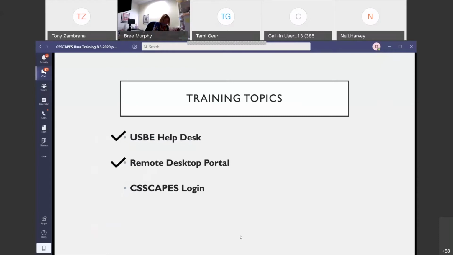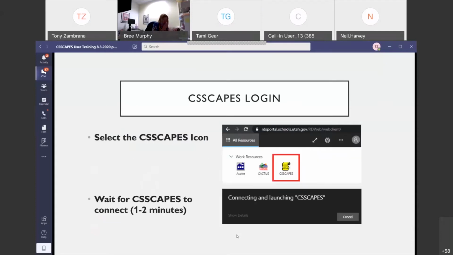So that's the remote desktop portal. Once you've signed in, you'll see the Seascapes icon. So let's go ahead and go to Seascapes. Like I mentioned, you'll see whatever resources you have permission for. In this case, you'll have Seascapes. You just click the icon and wait for it to connect. It usually takes a couple of minutes.